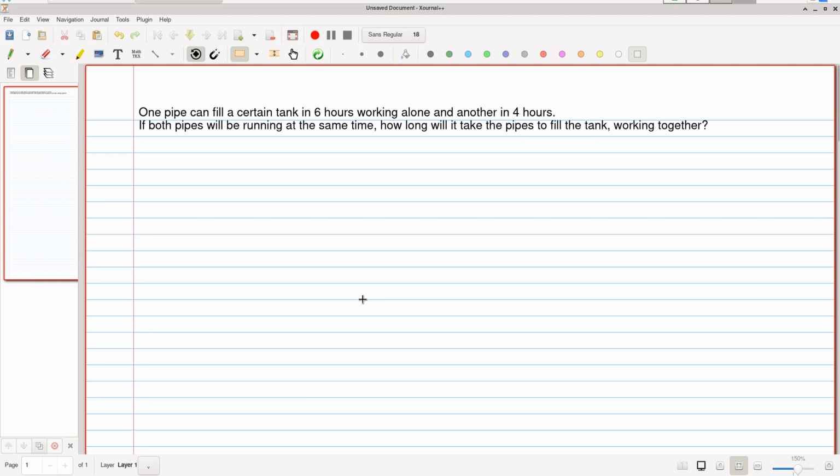One pipe can fill a certain tank in 6 hours working alone, and another in 4 hours. If both pipes will be running at the same time, how long will it take the pipes to fill the tank working together? For a problem like this, I'd like to make a table involving the rates.